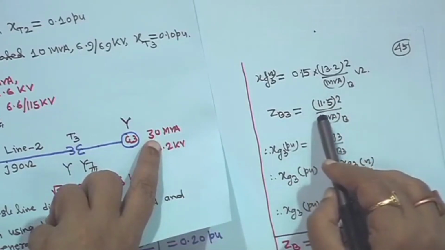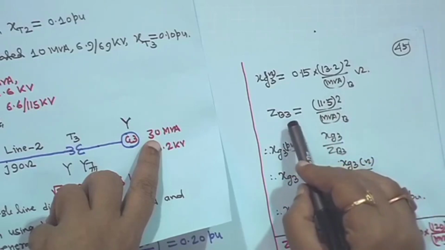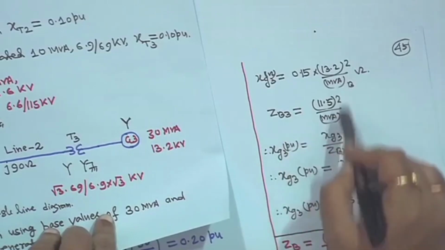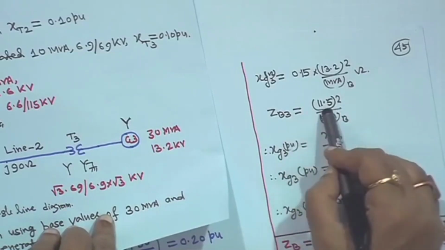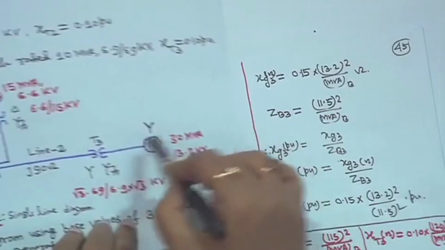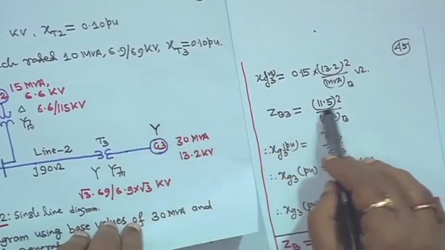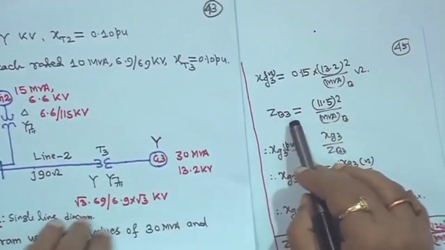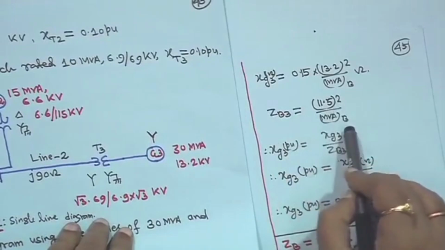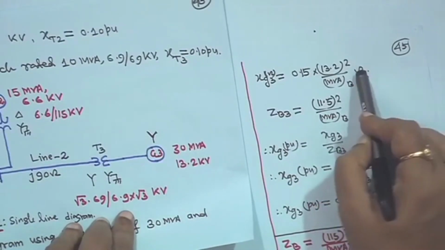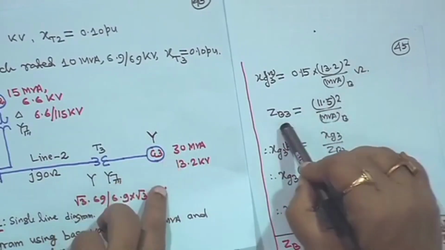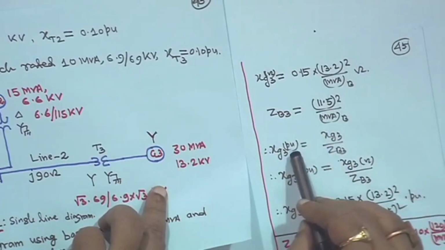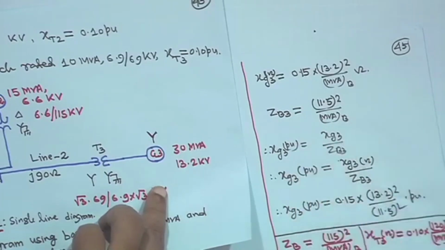So, ZB3 is your base impedance. When you convert this base impedance, the MVA base is 30 in both cases, but the base for the generator 3 side, we obtain base voltage 11.5 kV. That means this ZB3 is 11.5 squared by MVA base. This is in ohms. We convert it to its own rating, and this is the base value we got, 11.5. Therefore, Xg3 per unit will be Xg3 upon ZB3.